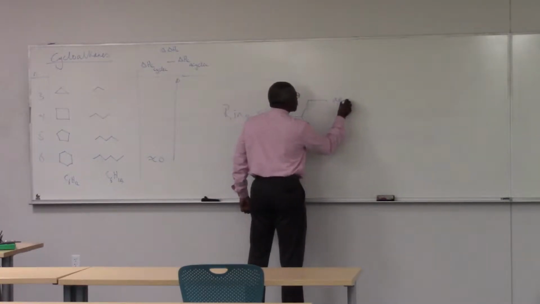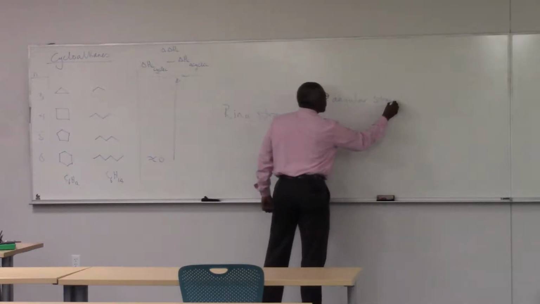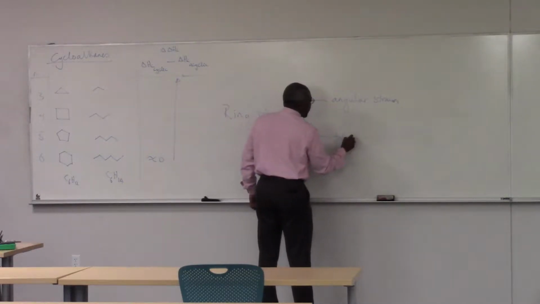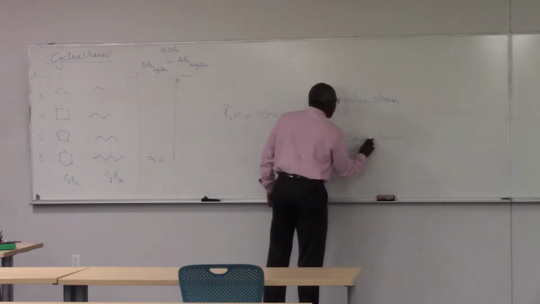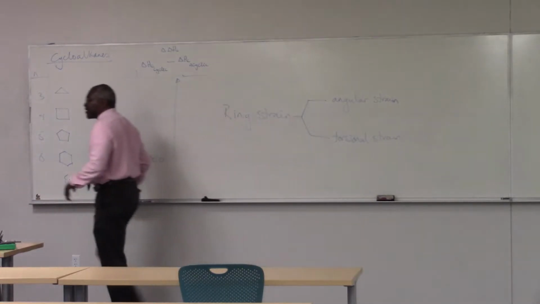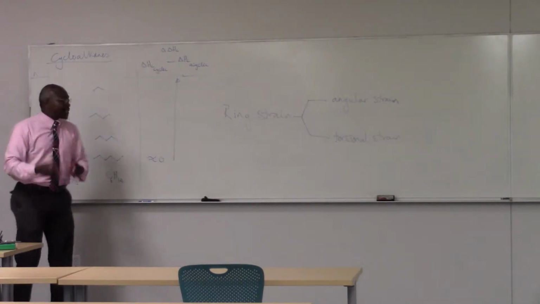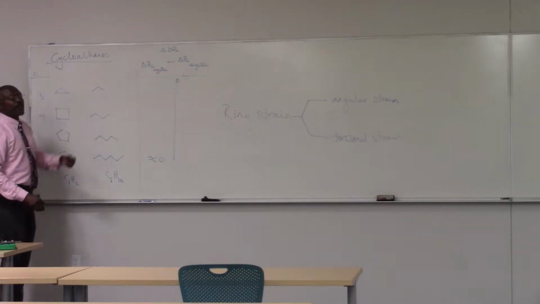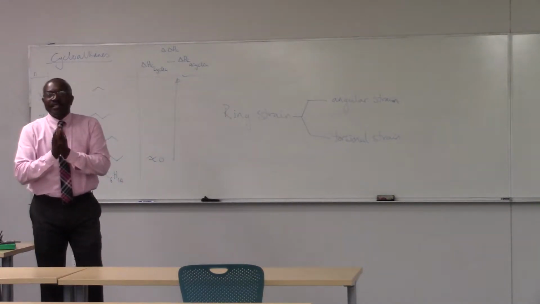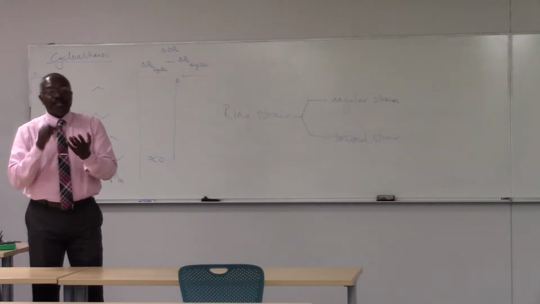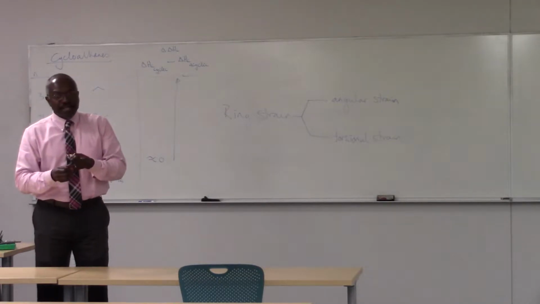One is angular strain, and the other is torsional strain. So ring strain is the strain, the high energy state of simply being cyclic. And we know that exists because we're seeing it here. Okay? The question is, why does it happen? And it happens because what makes a ring unstable, what adds to the strain, is a combination of what's called angular strain and torsional strain.